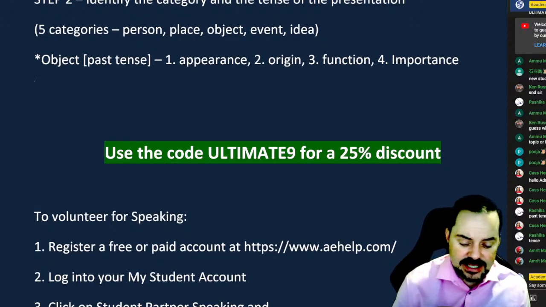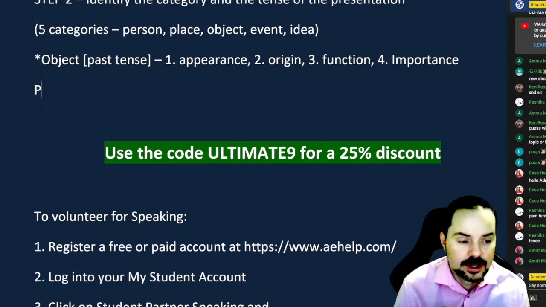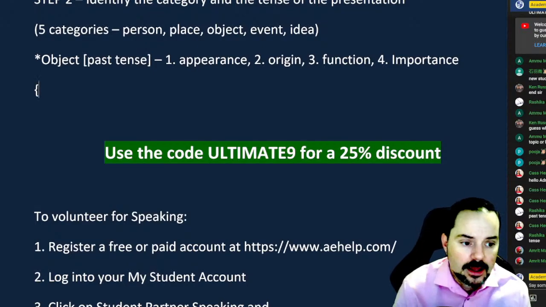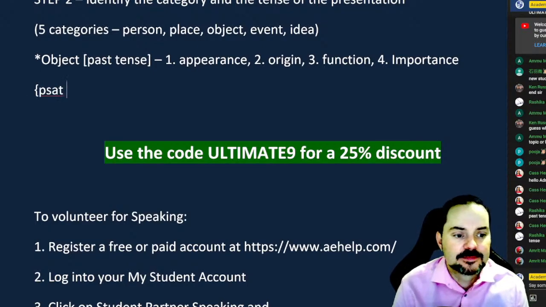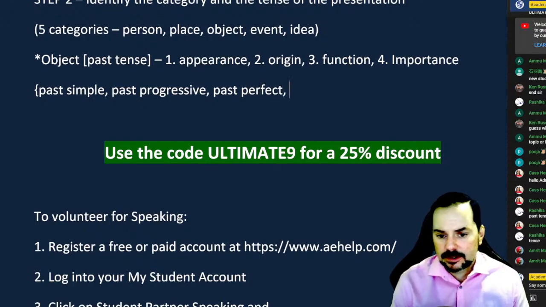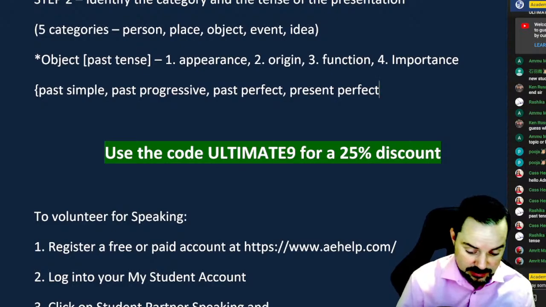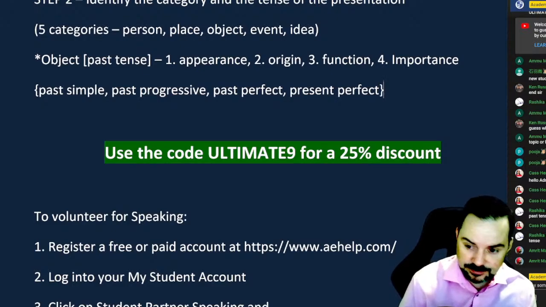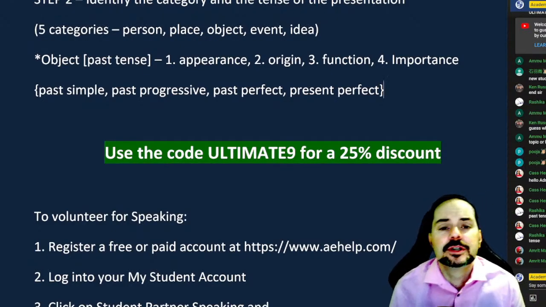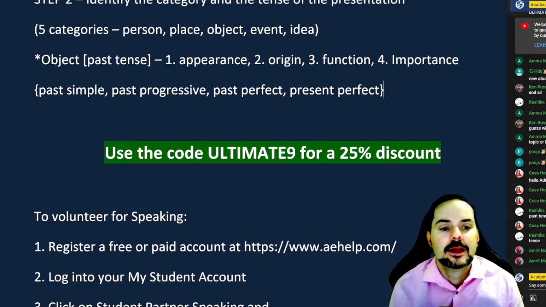And then past tense. So when we talk about past tense, we want to focus on using past perfect or past simple, past progressive, past perfect, present perfect, because we use present perfect to talk about the past. So all of those different tenses, okay? So you want to use all of those, all right?